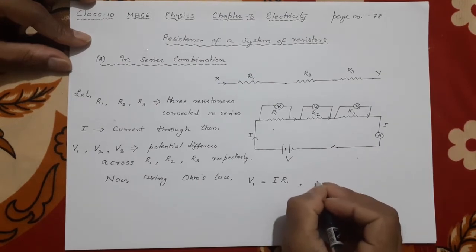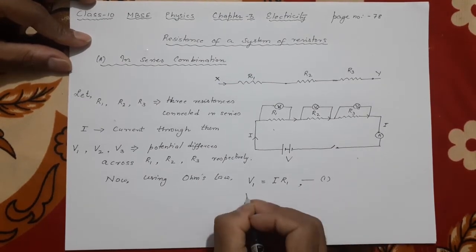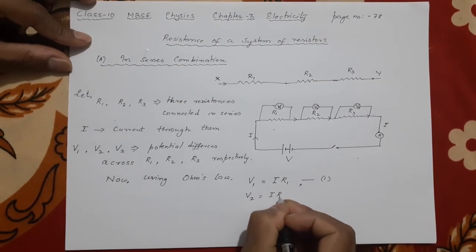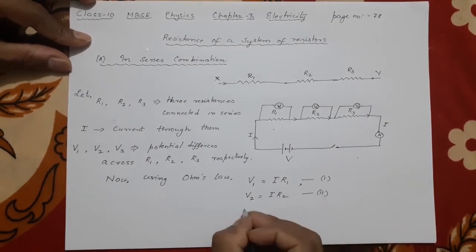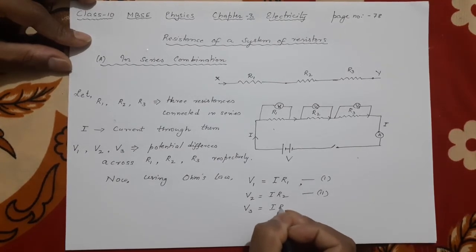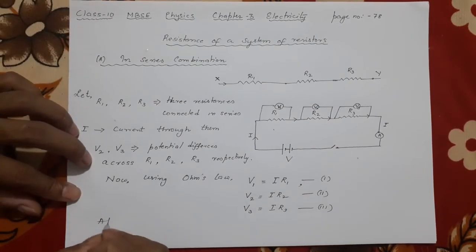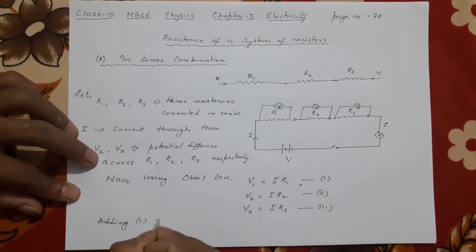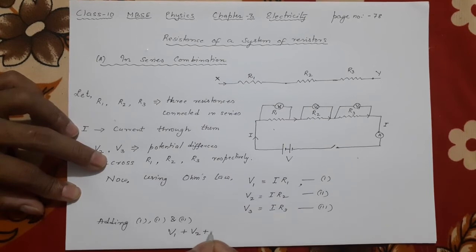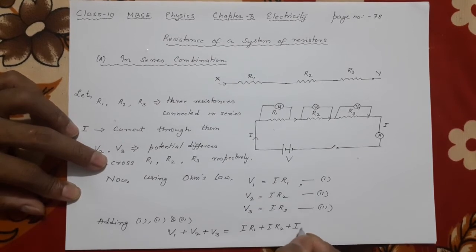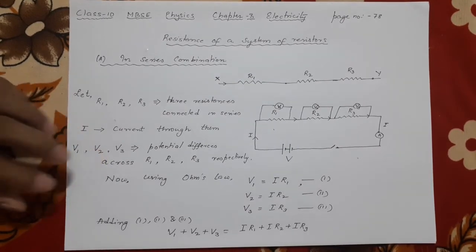And what again is going to happen? This is equation number 1. V2 equal to IR2, this is equation 2. V3 equal to IR3. Three things. Fine. Adding 1, 2 and 3, let us add. It will become V1, V2, V3 on the left hand side. Left hand side added, right hand side has to be added. So I'll get IR1 plus IR2 plus IR3. Fine. Very easy. Up to here.